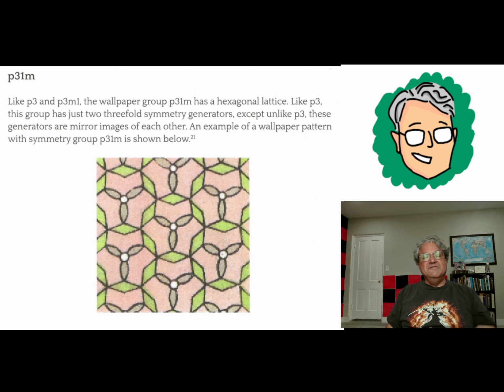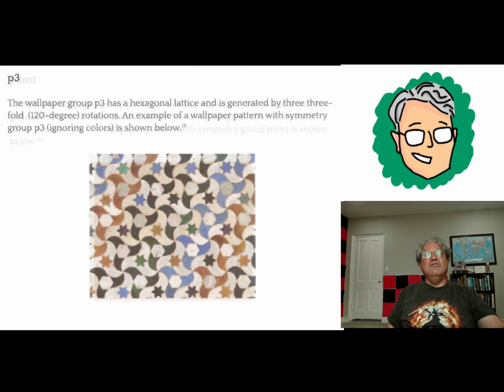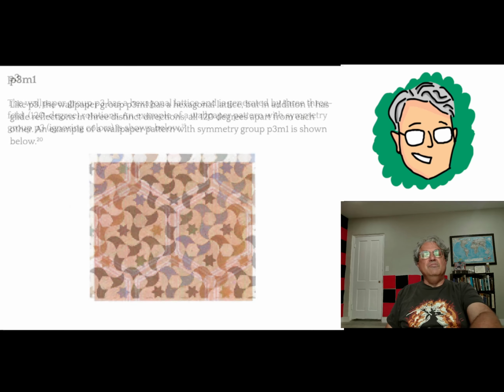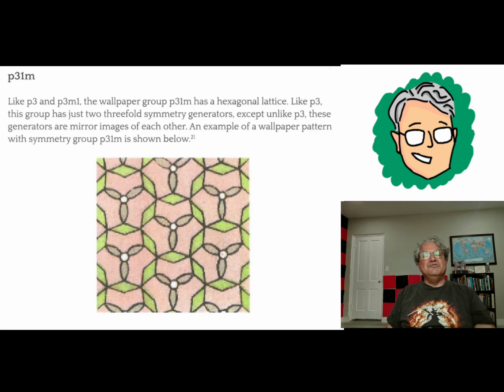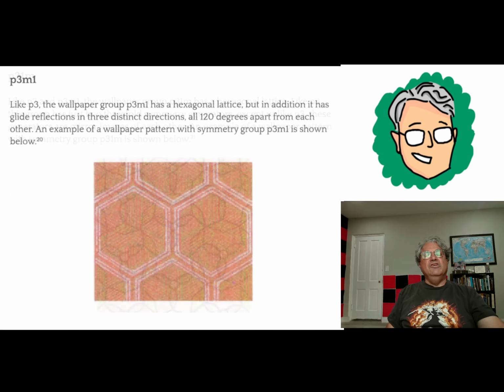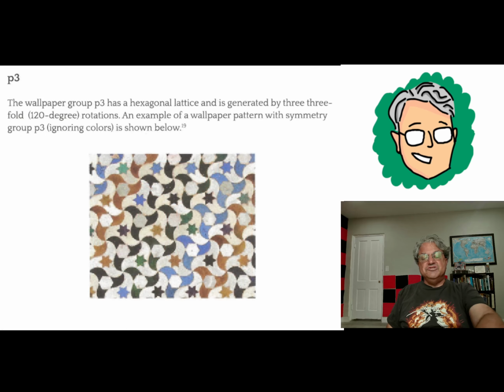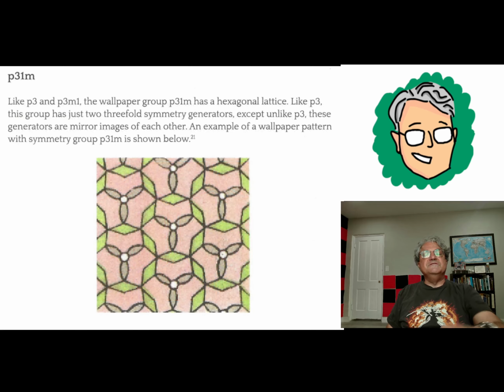I mean, these daisies or whatever they are with the three petals, they're upright, and the one I had before, they weren't. And they have mirror symmetries in the middle of each of them. I don't think P3 itself had any mirror symmetries, but P31M does. So a little bit more symmetry than P3. This is P31M. So that's the 15th.